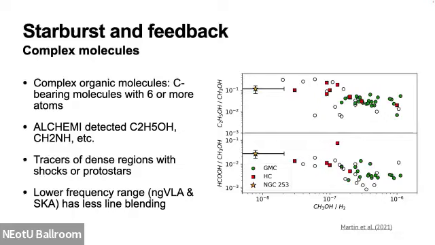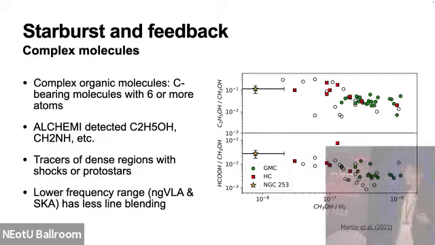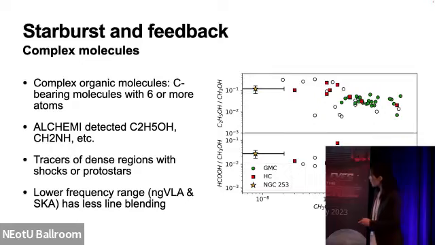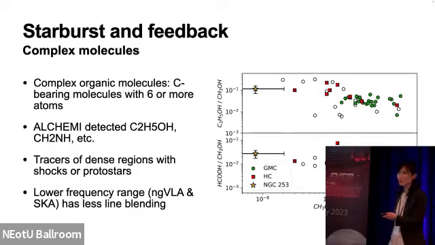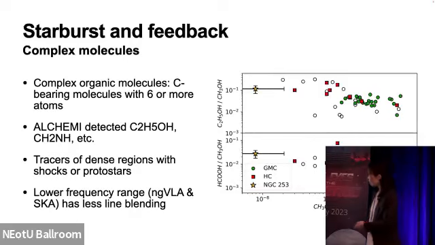What is good about SKA and ngVLA is that we can go to lower frequency, and it's better in terms of line blending. So we can observe these large molecules more efficiently.